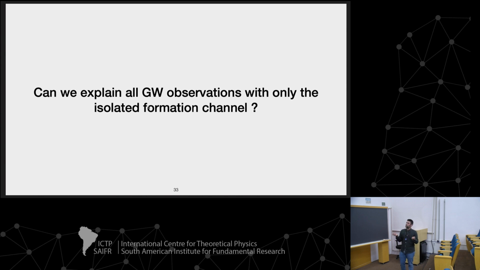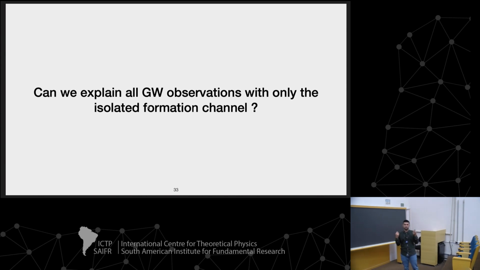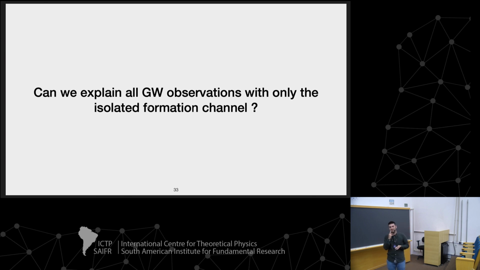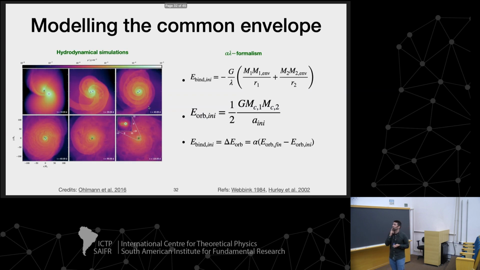Okay, but can we explain all observations with only the isolated formation channel? Can you go back to the previous slide, please? In the situation there, when there's a black hole and the massive star and one envelope, I don't really understand what the two envelopes in the first formula are. You don't have one of the two. Okay. I mean, the binding energy is 0 in that case.